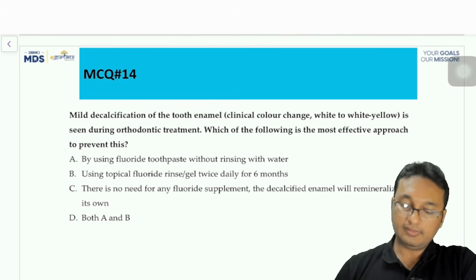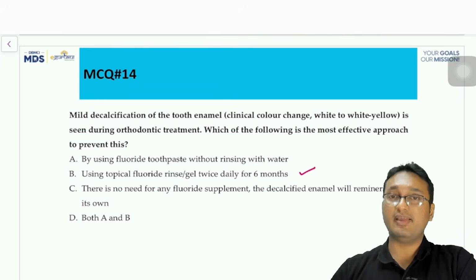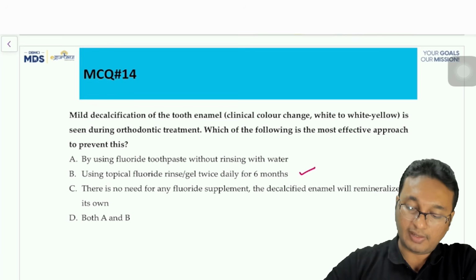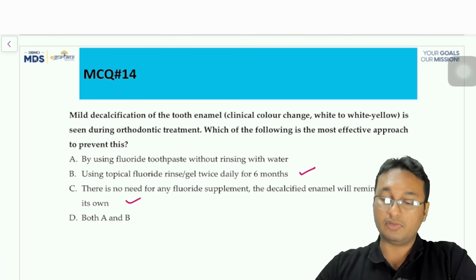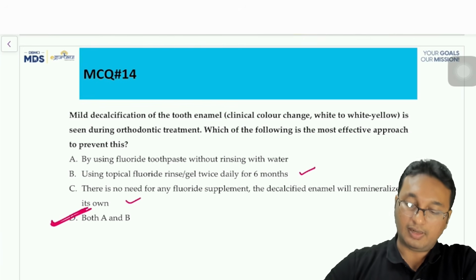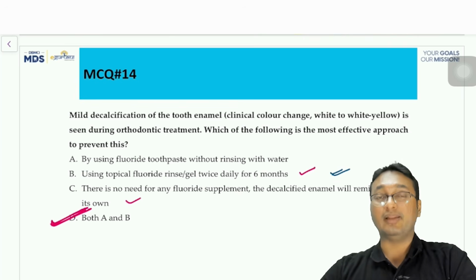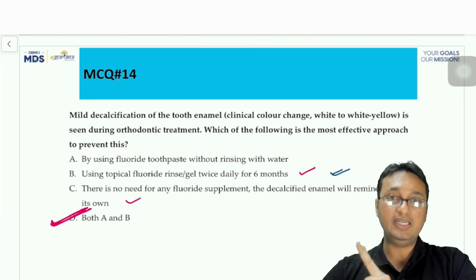What do you think should be the answer? We can use topical fluoride rinse or gel twice daily for 6 months. Also, there may not be any need for any fluoride supplement, as there is a tendency for the decalcified enamel to remineralize on its own. So both options A and B are correct. But clinically, we should go with option B. It is always better to prescribe some topical fluoride gel or rinse to be used at least twice daily, BD, for 6 months.